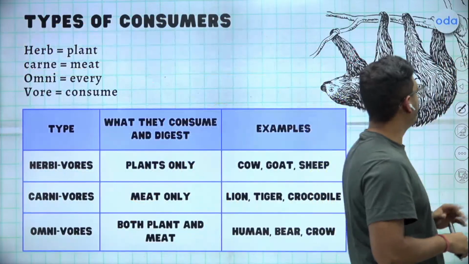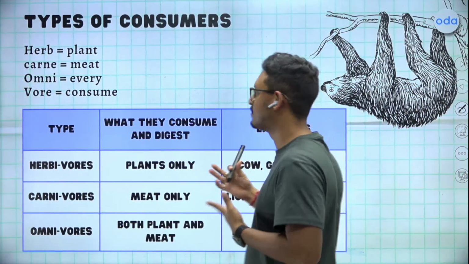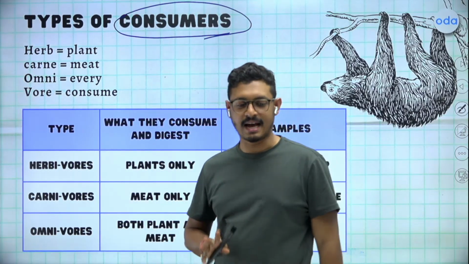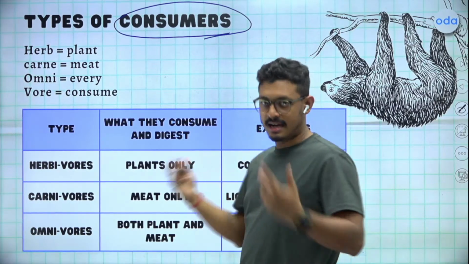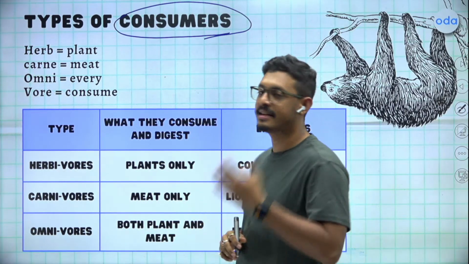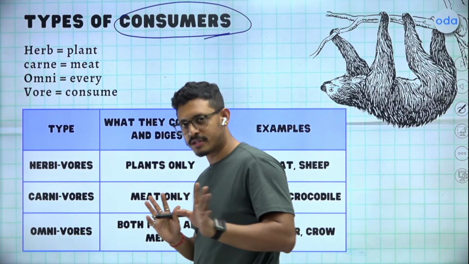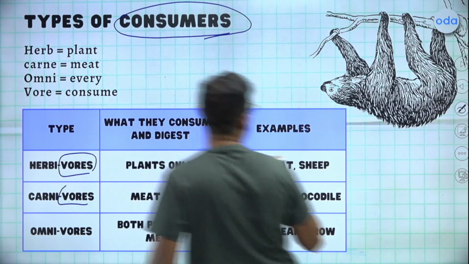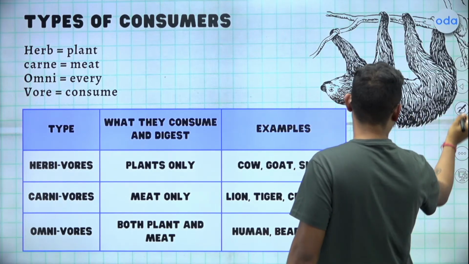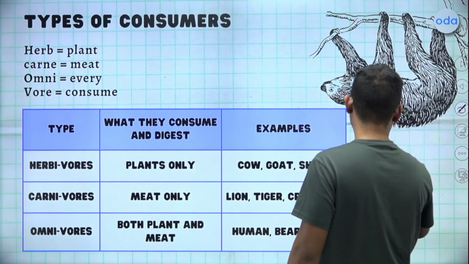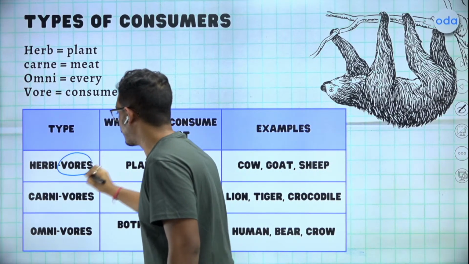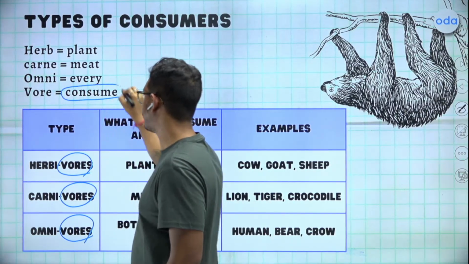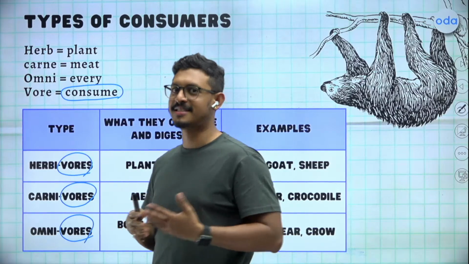Great. Moving forward, based on this criteria of digestion and consuming food, the consumers that we have in our daily life, our entire planet, can be divided into 3 different groups. Before we go to the groups, remember this part. Every group name ends with this term called vor. What does vor actually mean? Vor means consume.